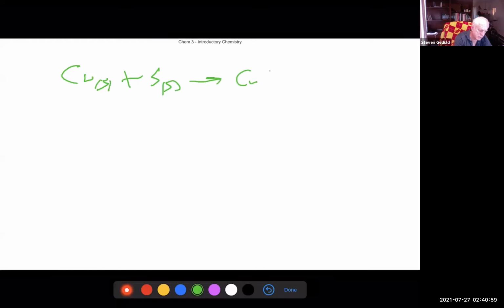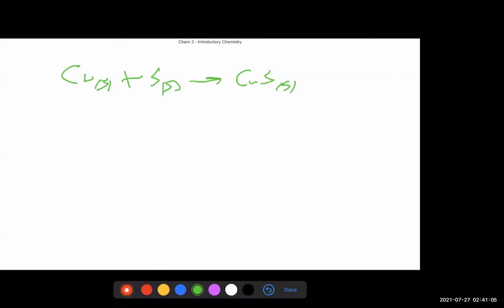So it has to be copper solid plus sulfur solid goes to CuS. And the result's a solid, right? It's a different color. Oh, different color. Yeah, that makes sense now. Okay. I knew there had to be something they're doing. So that should work. Yeah, it worked. Okay, perfect.